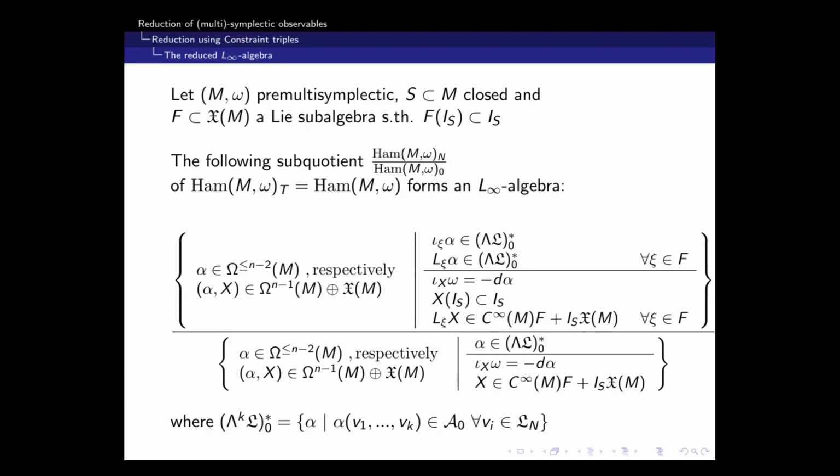So this somehow, a long calculation involving constraint Lie-Rinehart algebras, yields that this is an L-infinity algebra. The top is an L-infinity subalgebra, the bottom is an L-infinity ideal. The quotient will be an L-infinity algebra, and this is what we would call reduction.